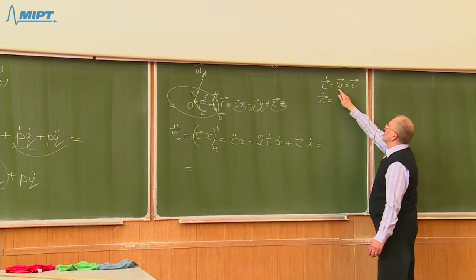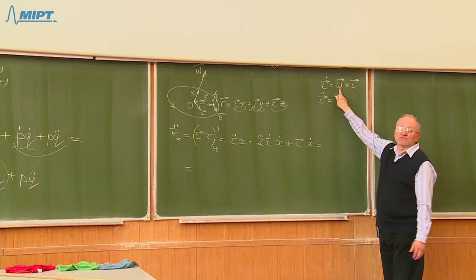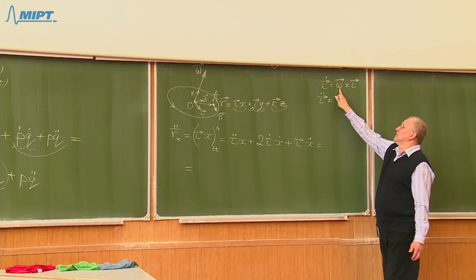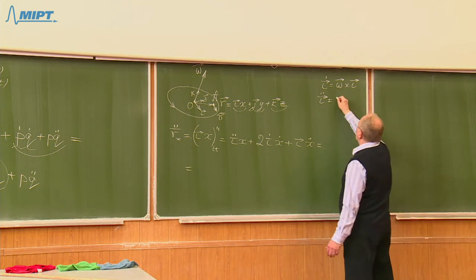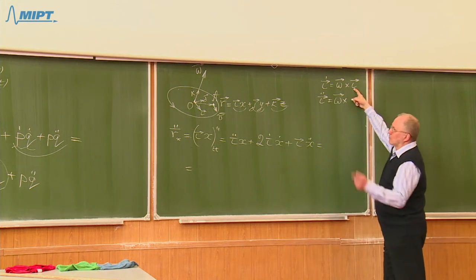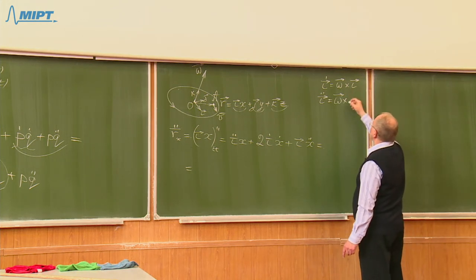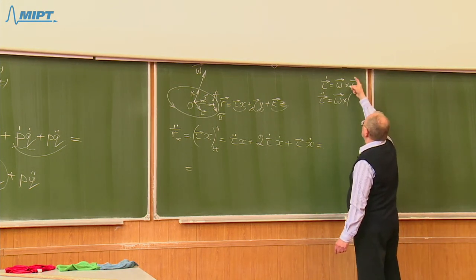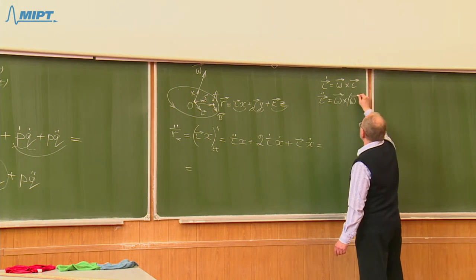And if omega is constant, then the time derivative of omega will be simply 0. So we don't differentiate it. And we have to differentiate only the second vector, which we know is rotating with constant angular velocity. And this i dot is known. We already know what it is. It's omega times i.